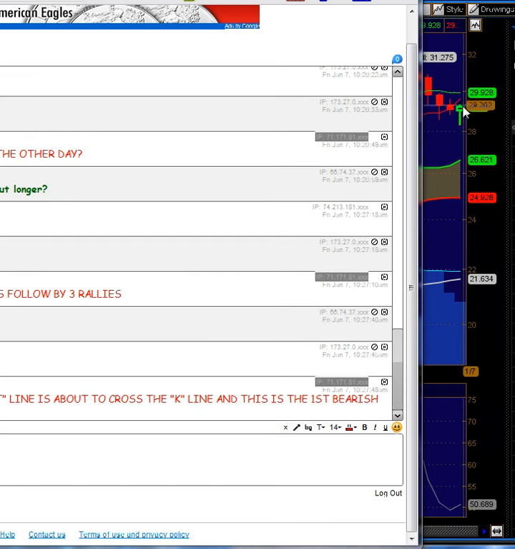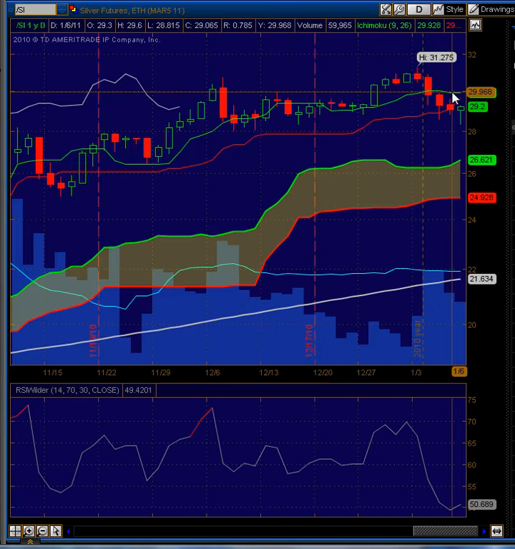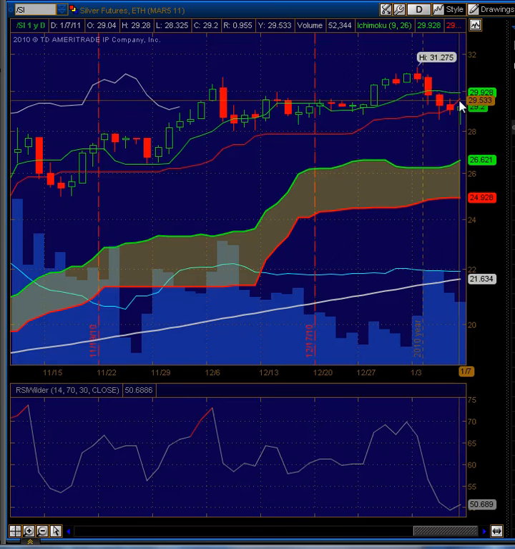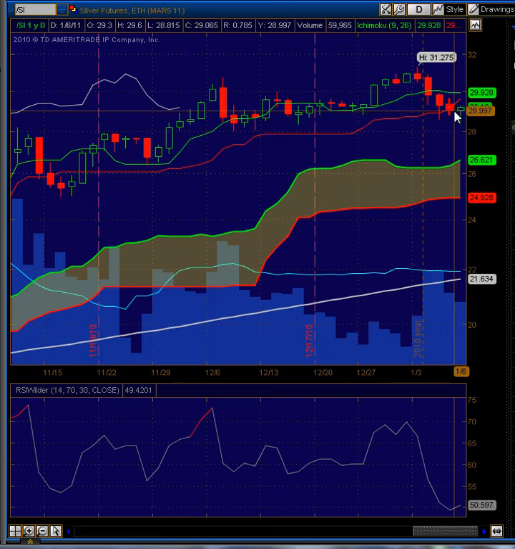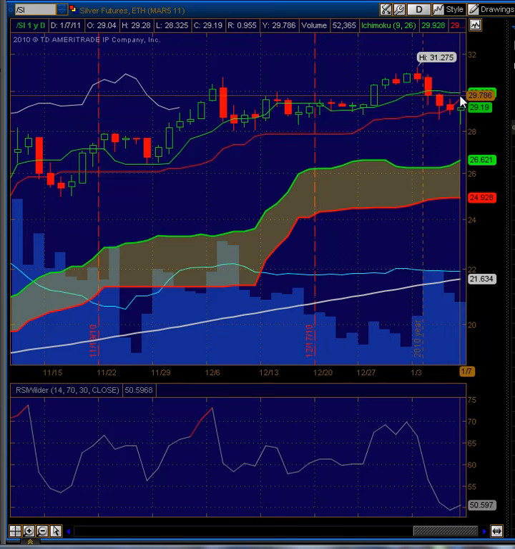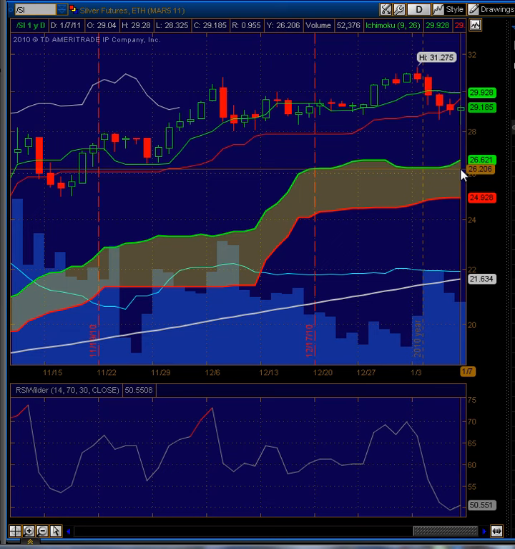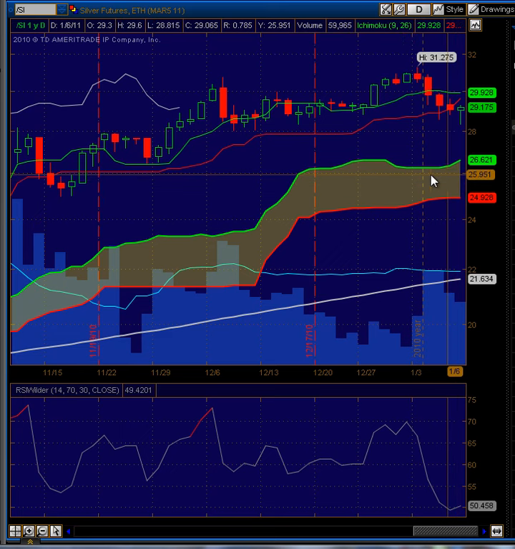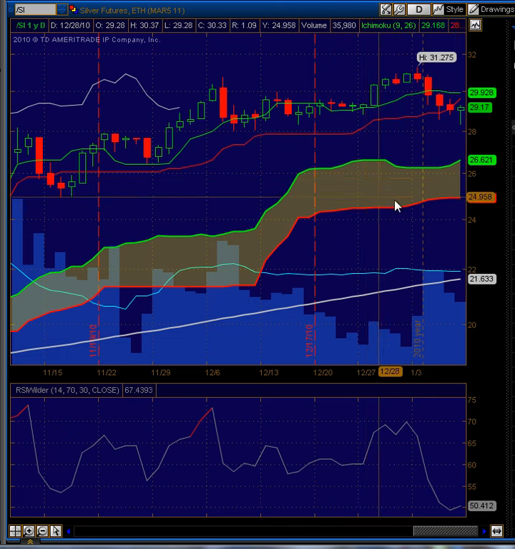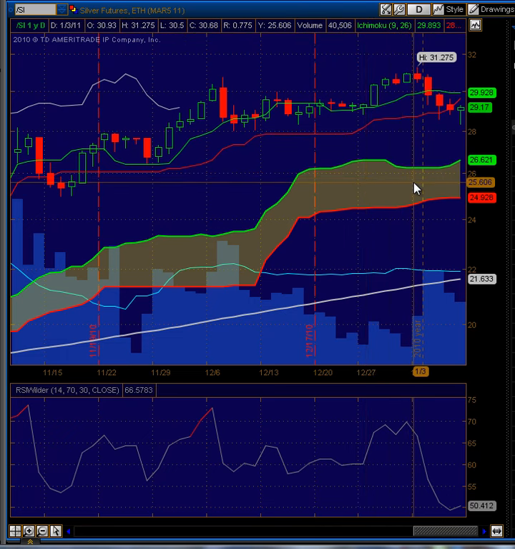Okay, you will notice here on the daily chart that your green line looks like it's getting ready to cross the red line. That is the first beginnings of a bearish sign. If these lines cross, that usually knocks prices down into the Kumo cloud. And right now, the Kumo cloud is at 2662 and 2492 respectively. So you have approximately a $2 trading range that silver will be stuck in once it gets inside of the consolidation cloud.